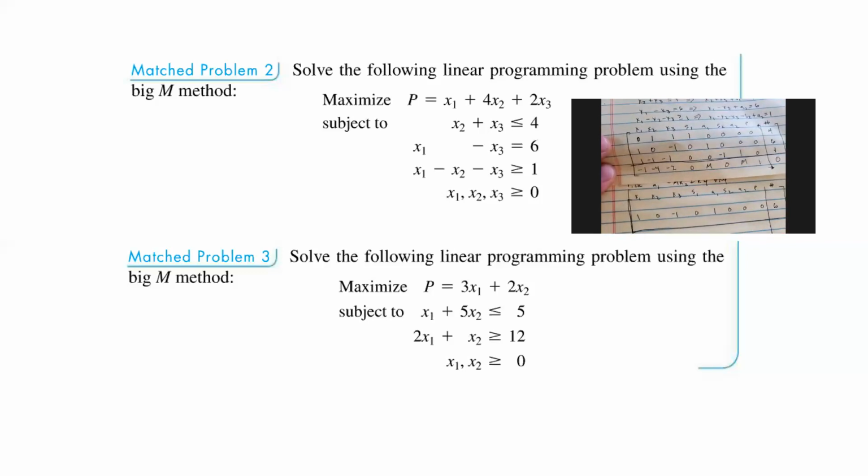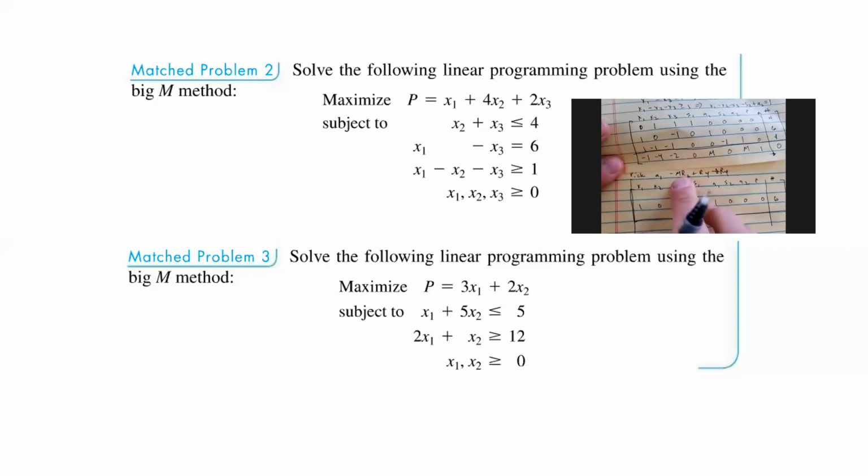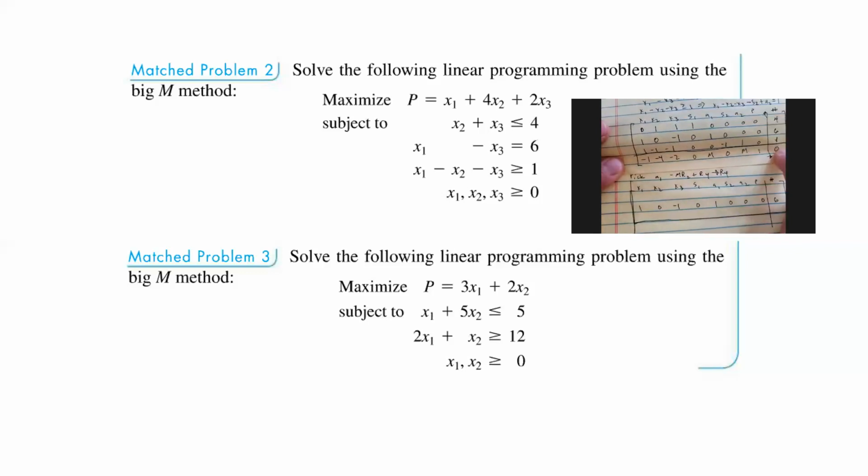All right, and then I want to change that bottom row, okay? So I'm going to multiply by negative M times row 2, this row, and then add it to that fourth row right here, okay? So negative M times 1 is negative M.